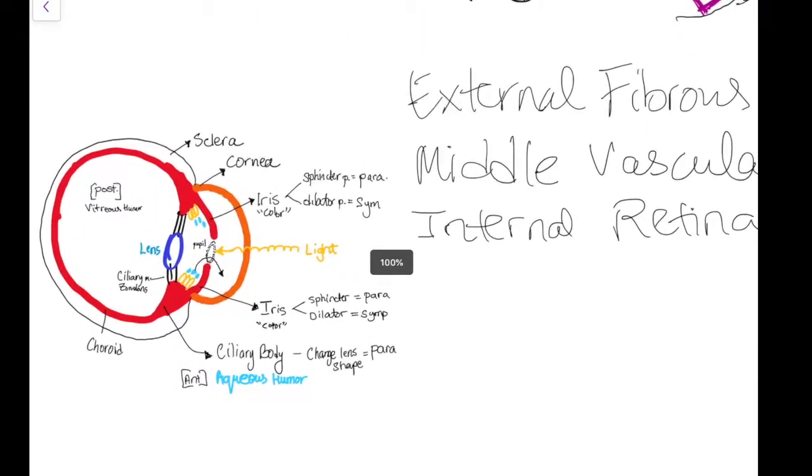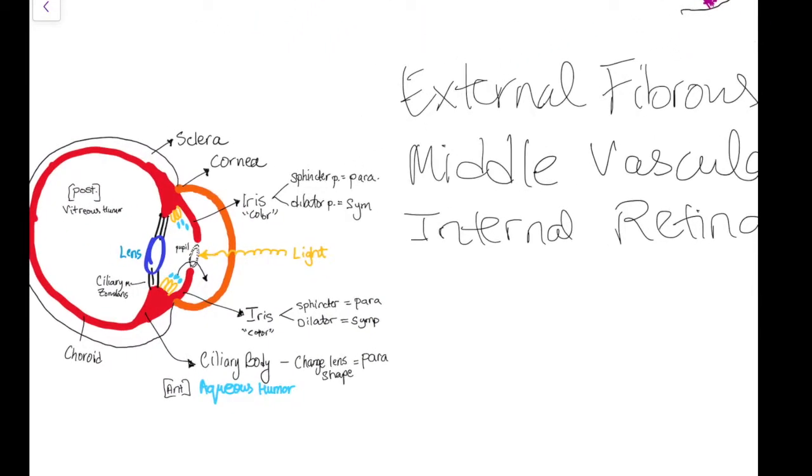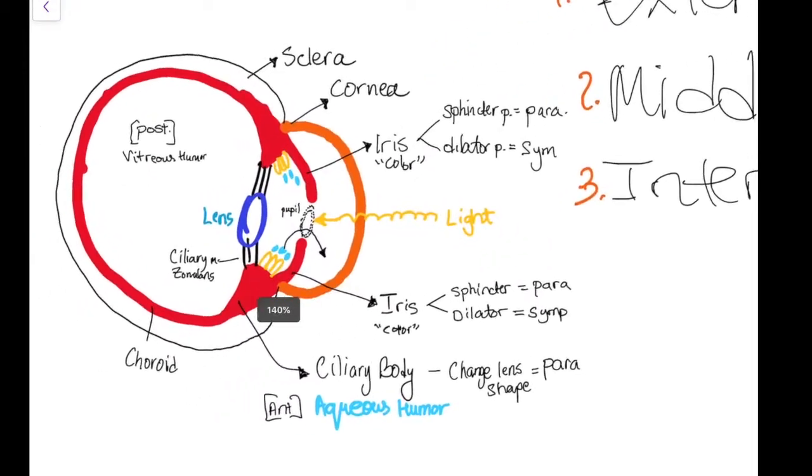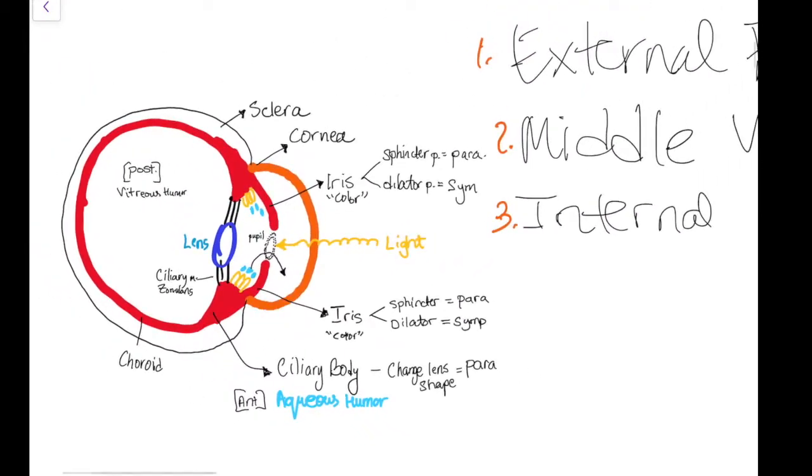If we talk about the eye itself, we have three layers. We have the external fibrous layer, the middle vascular layer, and the internal retina. Going into the eye, we have our outer layer right here, number 1, sclera, and the cornea. And then inside we have the iris. We have the ciliary body, and then the choroid. And you can see the iris gives us the color.